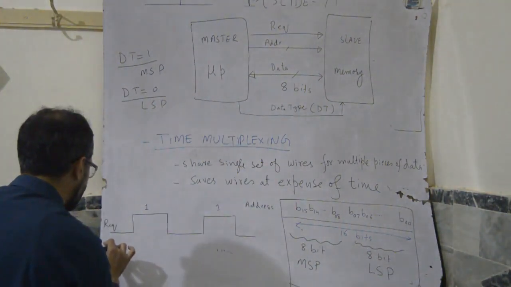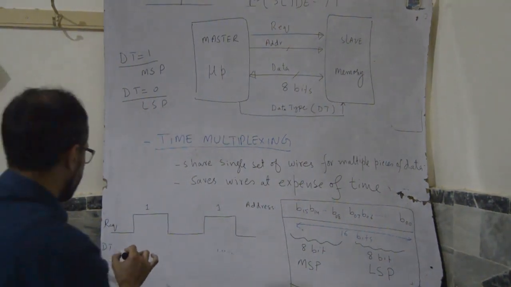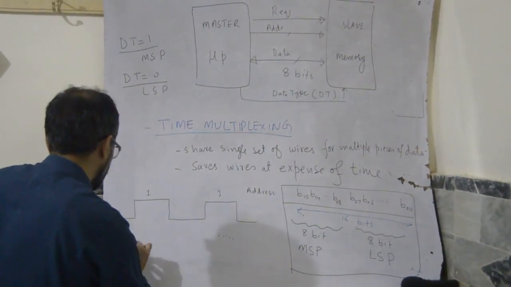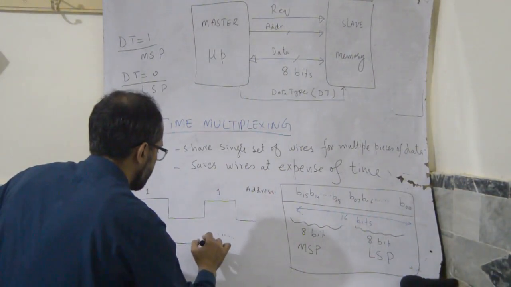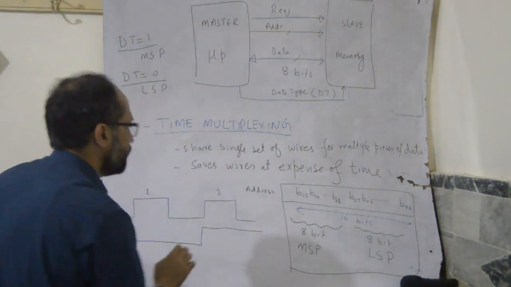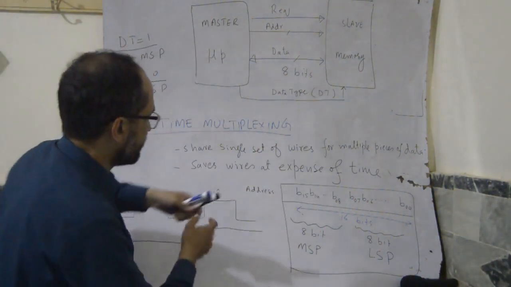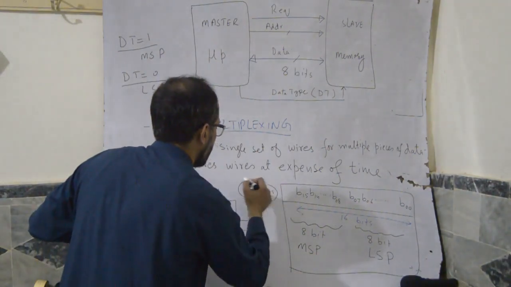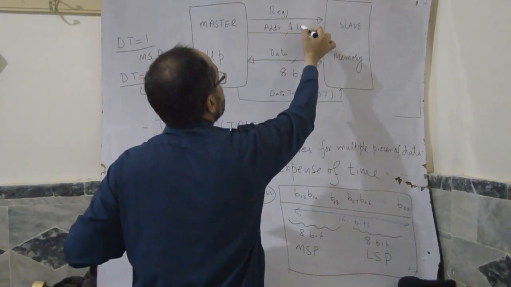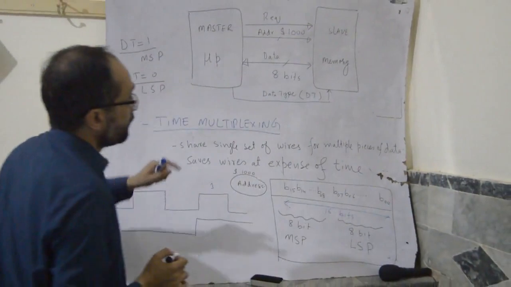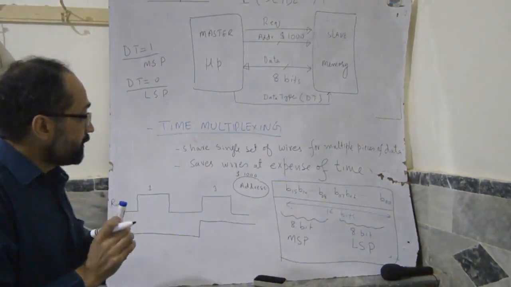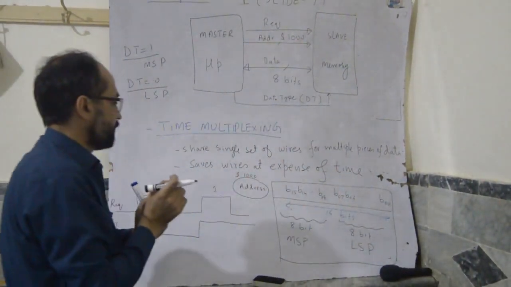So in this case, we have a DT signal, and let's assume this is 0 at this point, and now this is 1 at this point. And the microprocessor wants to read the data, so this is an address, let's assume this address is $1000. The microprocessor wants to read some data, and it has to read this data on these data lines. However, these data lines are limited. This is 8 bits of data. And we want to read 16 bits of data from memory.